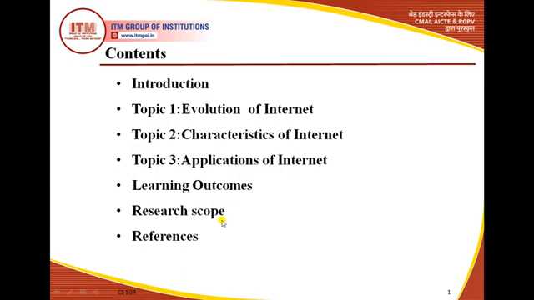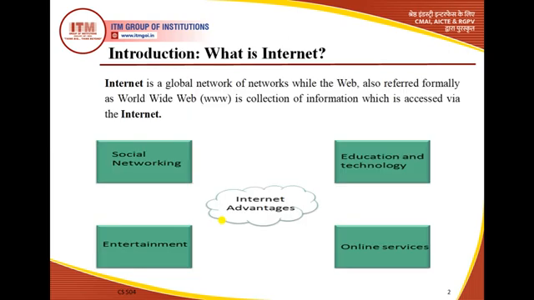Then we will see the research scope, meaning the various areas where the internet finds research, and where there is a possibility that further research is required. Those areas we are going to discuss in the research scope. Then we will see the references. Now we will begin with the very first topic, that is introduction.